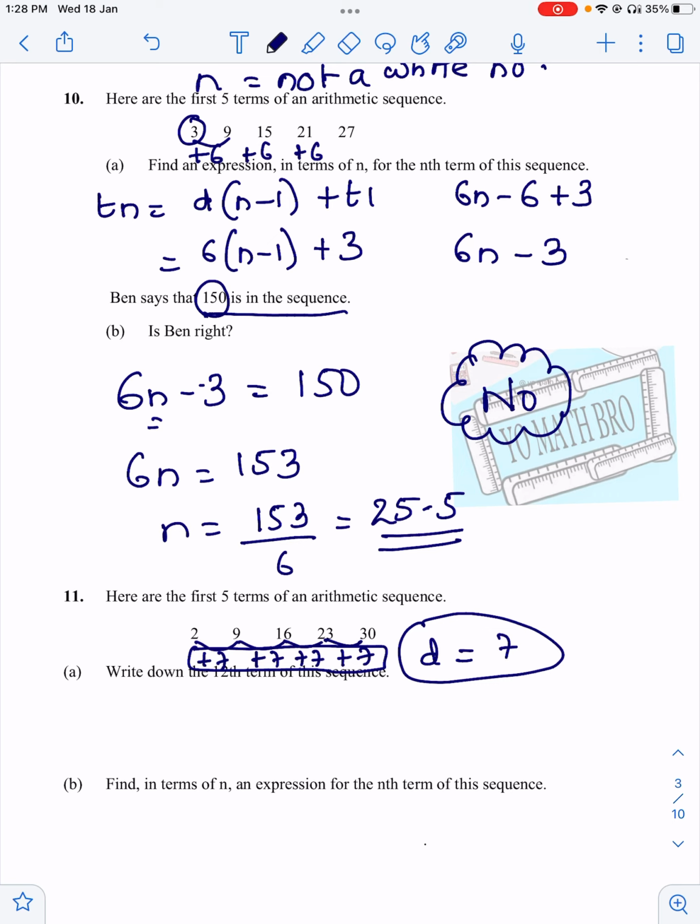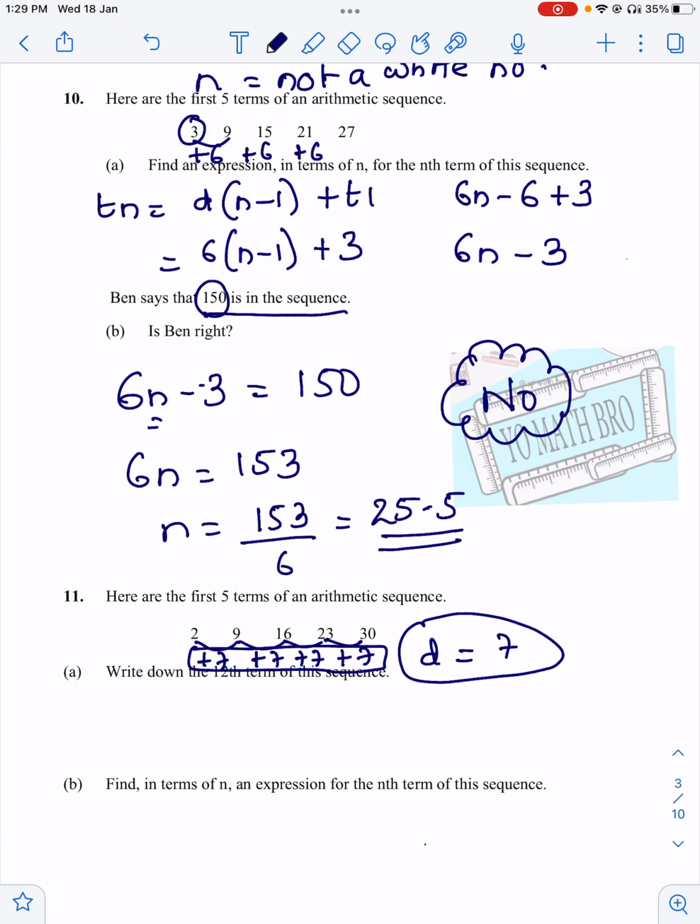There are certain sequences in which the difference may not be the same. You can check out my other videos for quadratic and cubic sequences and you will understand what to do when the difference is not the same in the first row.